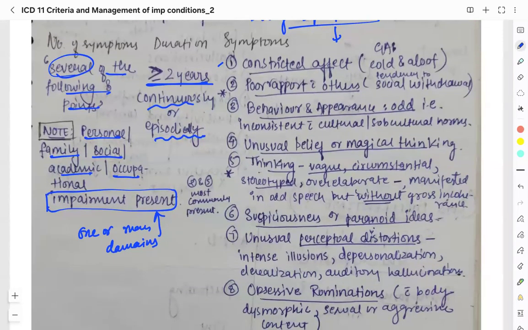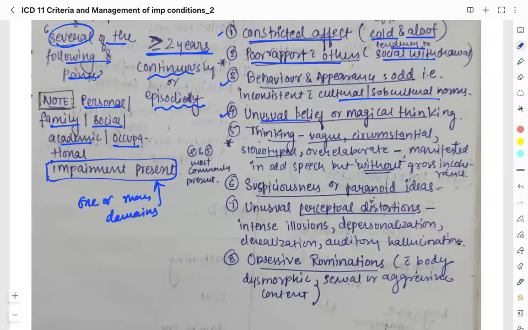So we have constricted affect. For example, the general appearance of the patient would be cold and aloof. Then poor rapport with others. They would usually have a tendency of social withdrawal. Behavior and appearance would be very odd, and usually they won't be aligning with the usual cultural or subcultural ways of thinking and behaving. Unusual beliefs or magical thinking.